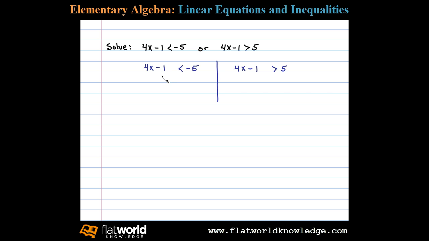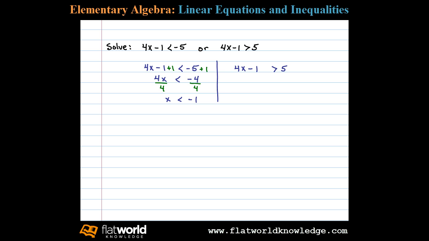For the first inequality, I notice we have a -1. So I'm going to choose to add 1 to both sides. That'll leave us with 4x is less than -4. Next, if we divide both sides by the coefficient here, 4, we'll have 1x is less than -1. In other words, any real number less than -1 will solve this inequality.